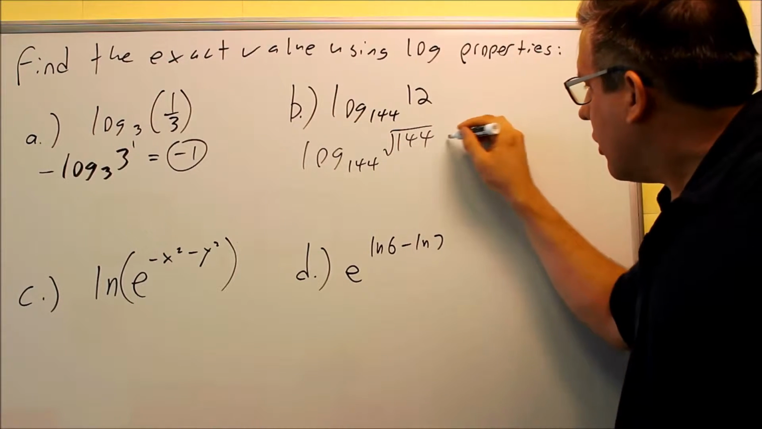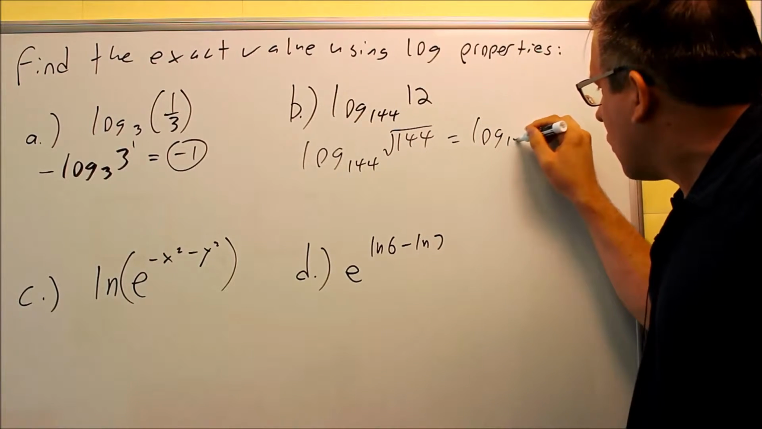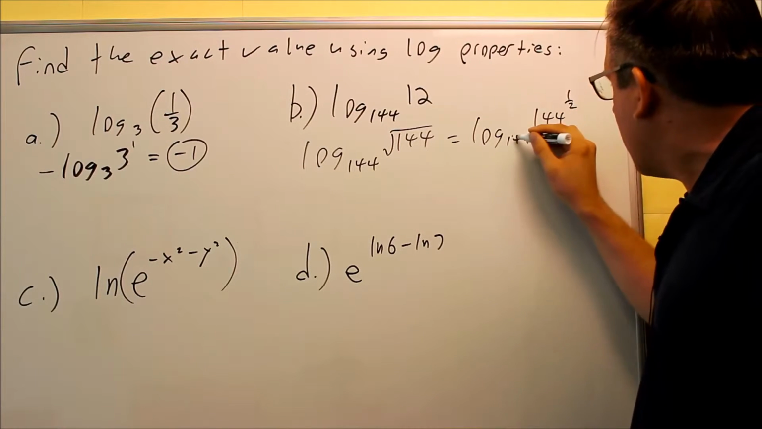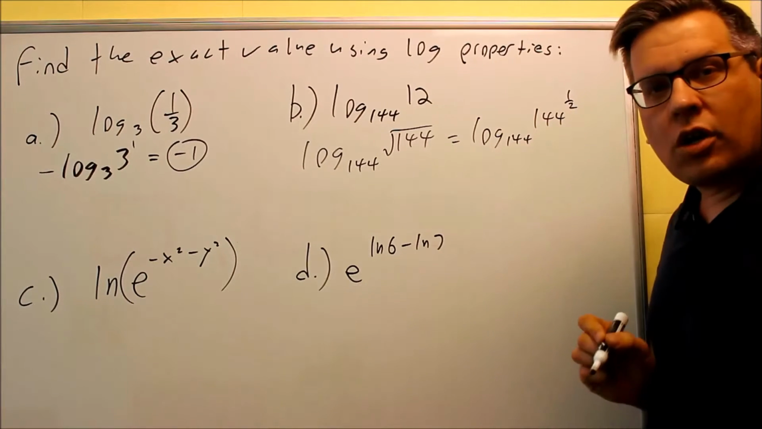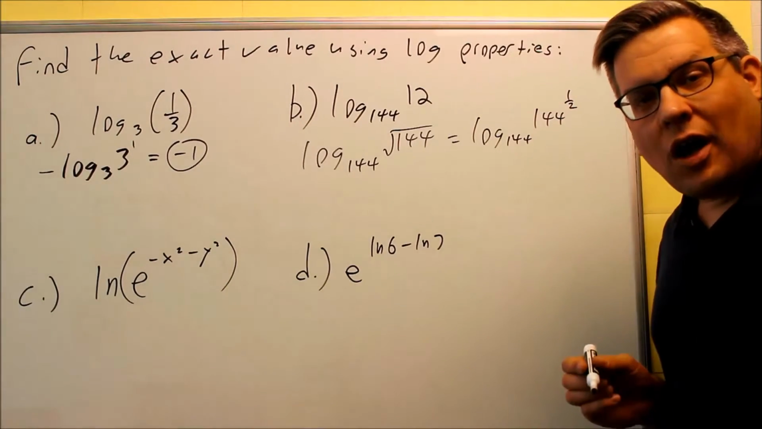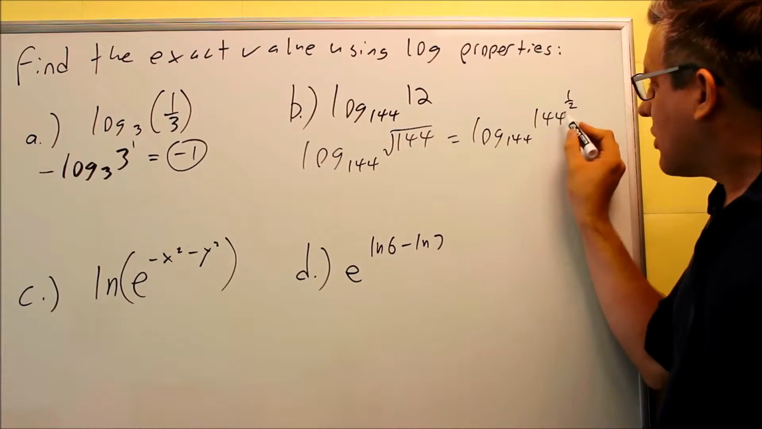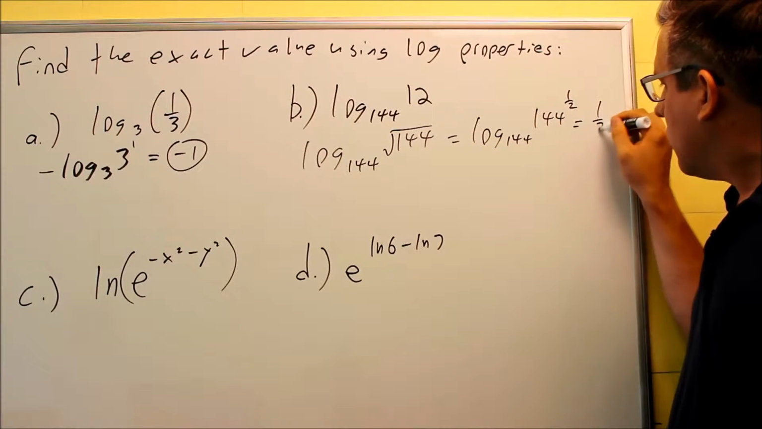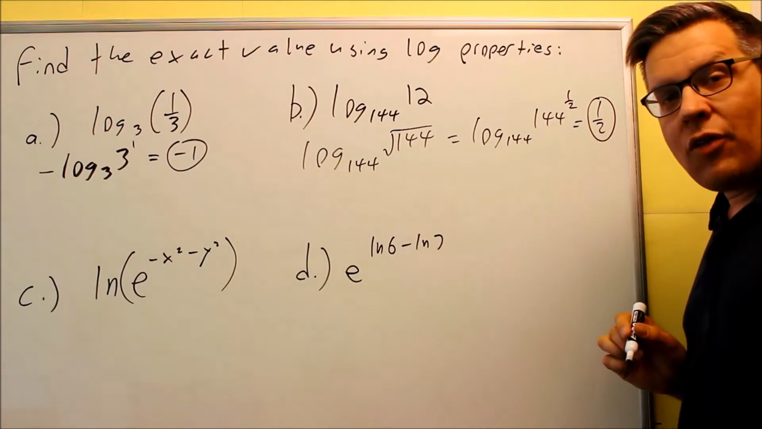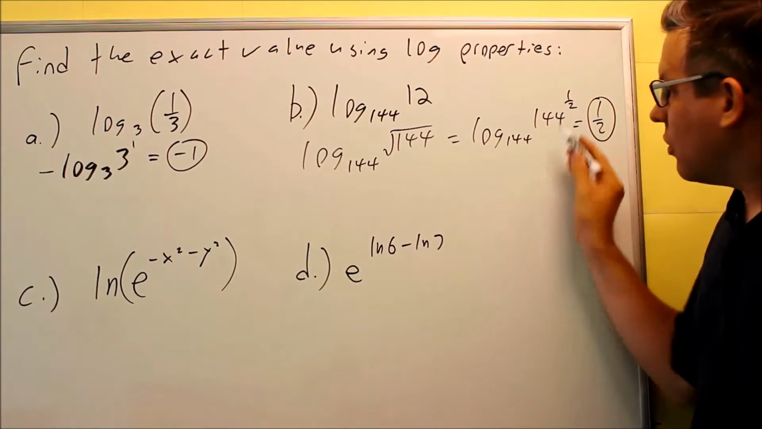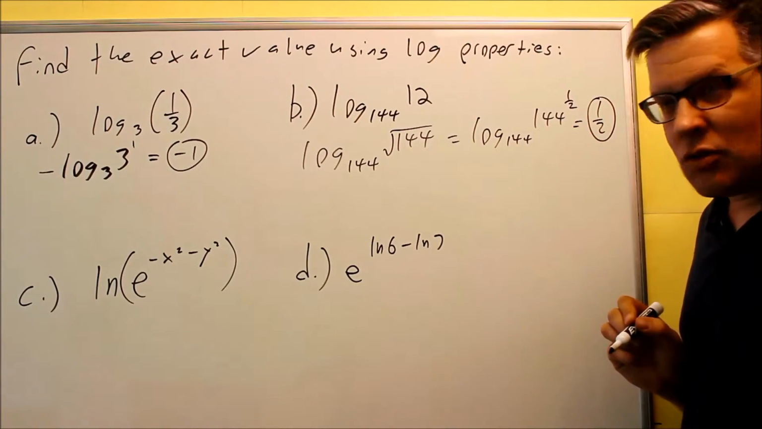The power on here is a 1/2, so this is log base 144 of 144 to the 1/2 power. Again, we can use the same property we just used for part A. That's the first rule for the inverse properties. If these two match, your answer is going to be 1/2. So that's the answer for B. It's 1/2 because you just end up with the exponent; these two essentially cancel.